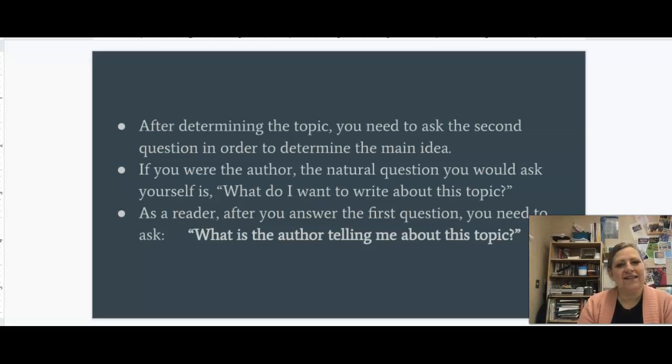So, after determining the topic, you need to ask the second question. What is the author telling me about the topic? And so, if you think from the author's perspective, if you've got all this information, you've done this big research, you've devoted your entire life to researching the Civil War or whatever the topic is, and you need to write a paragraph or a page or a paper or something, you've got all this research and you always have to ask yourself, what do I want to write about this topic? And as the receiver of that information, you're asking yourself, what is the author telling me about this topic?